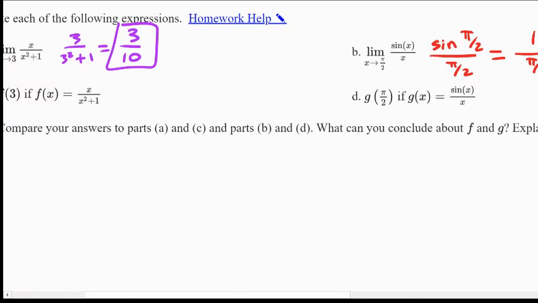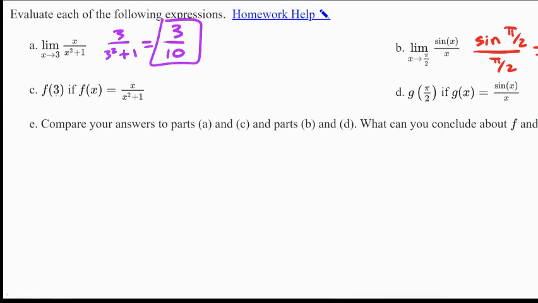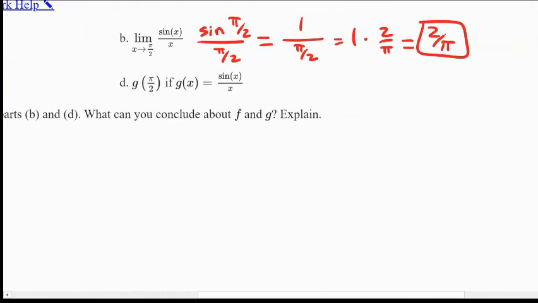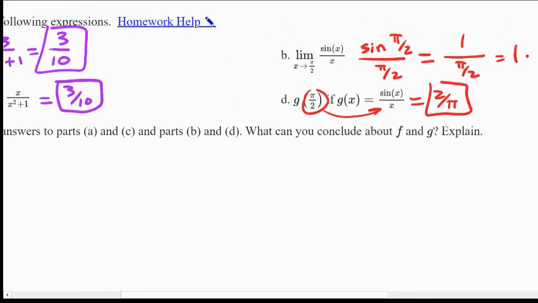The third one, for c, just says f of 3, meaning we're going to plug in 3 into this x value, which, if you notice, we already did when we were trying to find our limit. We could do the math all over again, but we'll still get 3 over 10. Same thing with d. We're trying to find g of pi over 2 if g of x equals sine of x over x. So we would plug in pi over 2 and do all the math all over again and get 2 over pi. So we get the same answers here.